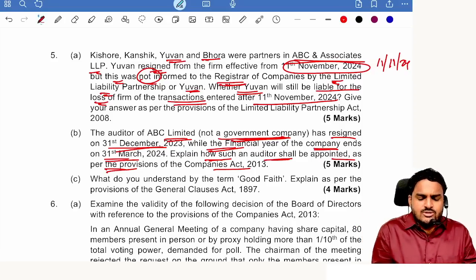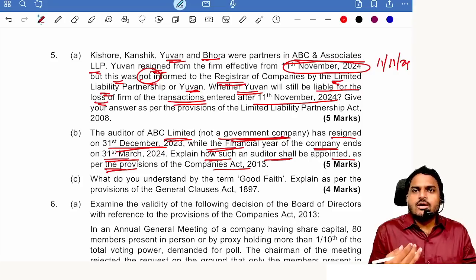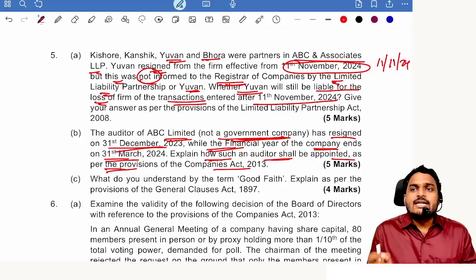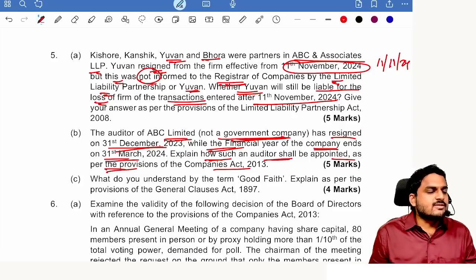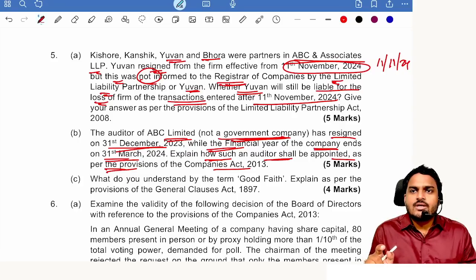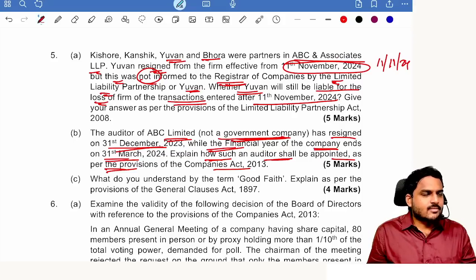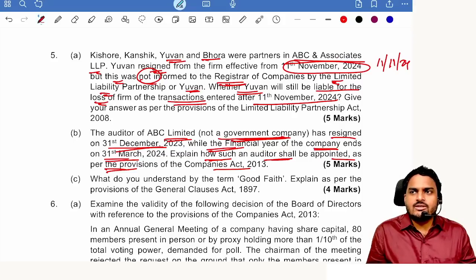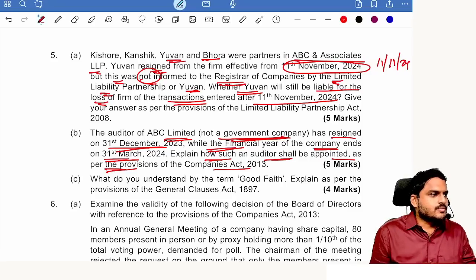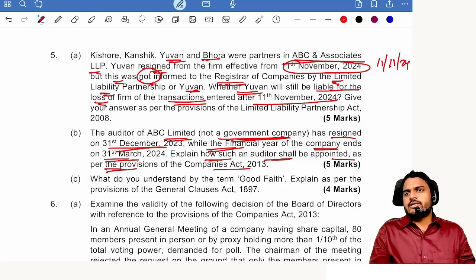But this is a waste question, you know. If I'm an exam paper setter, I would have asked, state the duties of a resigning auditor as per Companies Act 2013. I will ask, in case of resignation, what is the duty of the auditor? Communicate with ROC, communicate with the company. Yes, after resignation only. Yes or no? And punishment is also important here.